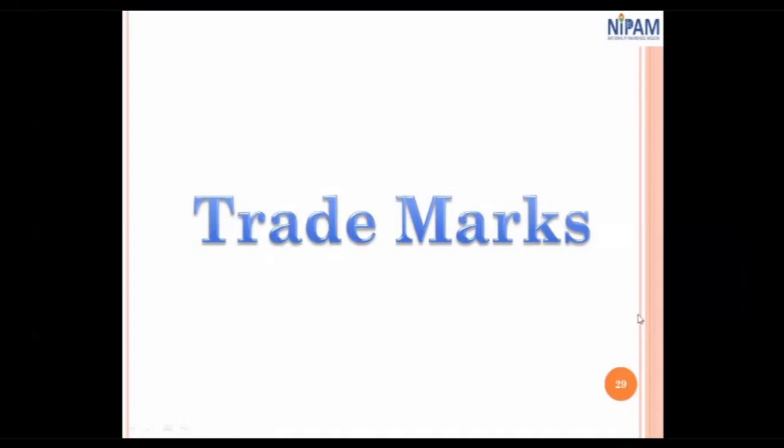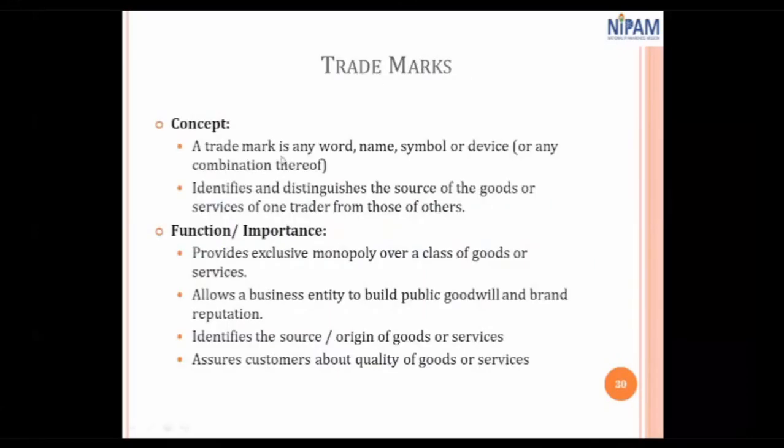Now I'll be talking about the next IP, which is trademarks. What is a trademark? A trademark is any word, name, symbol or device which identifies and distinguishes the source of the goods or services of one trader from those of another. As I was giving the example of an Apple laptop, when you go to the market to buy a laptop, simply by looking at the Apple logo or the Samsung logo, you can see that yes, this is an Apple laptop and I am here to buy it. So these trademarks, logos or symbols help consumers identify the product. They also help the company get their product distinguished from other similar products existing in the market.